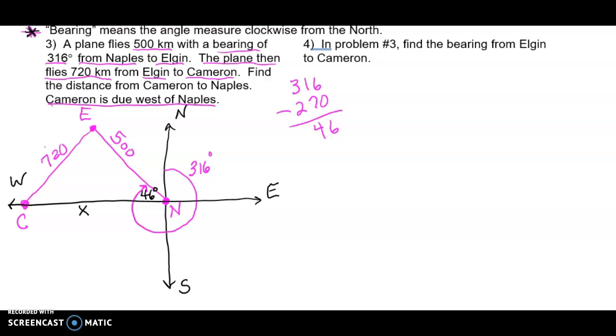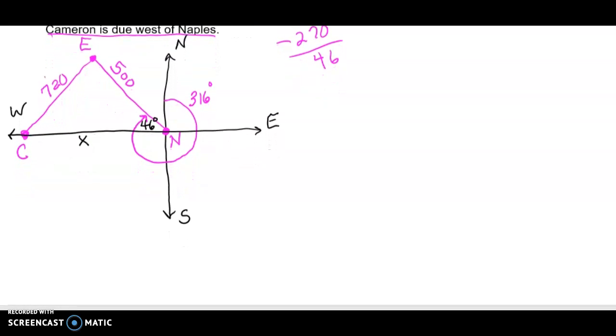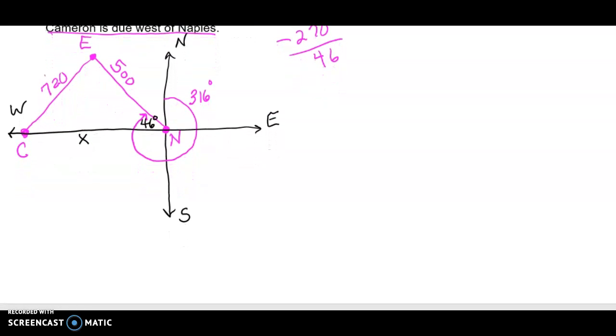Okay, so my first thought is, can I use the law of sines? I can only use the law of sines if I have an angle and that angle's opposite side. So yes, I can use the law of sines. So I'm going to set it up.